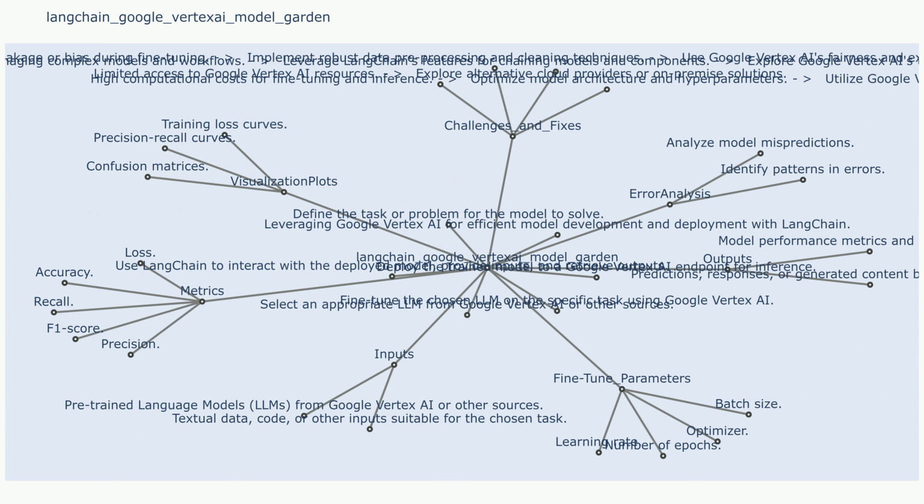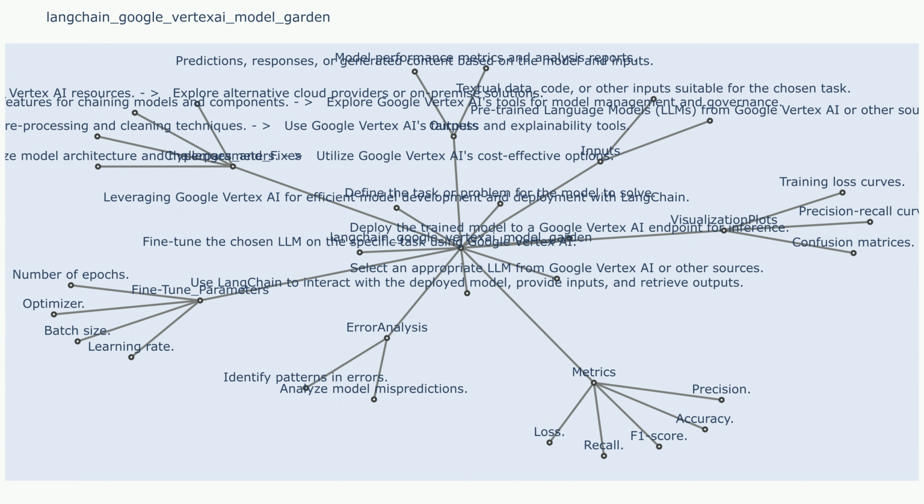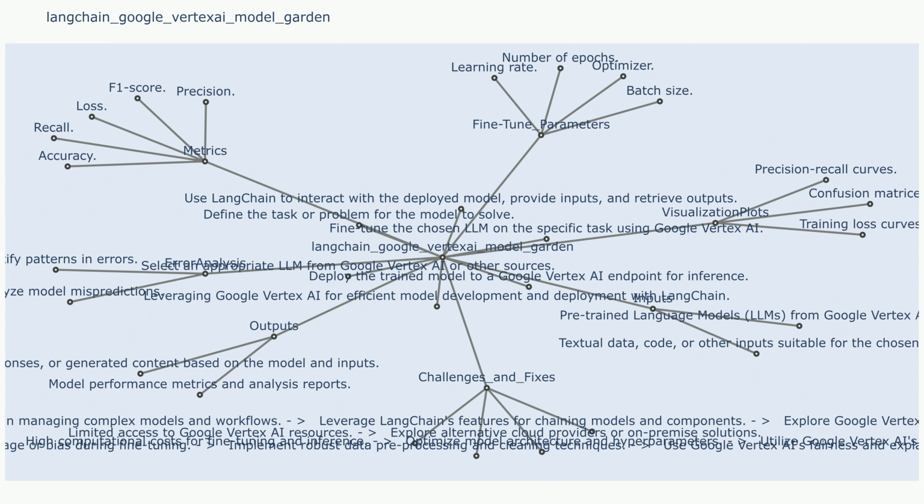The trained model is stored in a Google Cloud Storage bucket for easy access and deployment. Model evaluation results: the Model Garden provides comprehensive evaluation results, including metrics and visualizations, to understand the performance of the trained LLM. This information helps in identifying areas for improvement and optimizing the model.